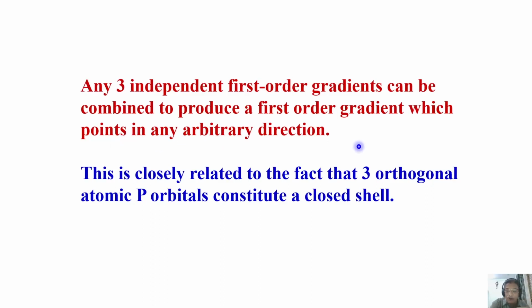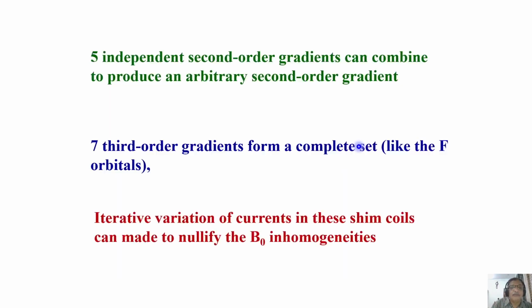That's how all 36 shim gradients have been designed. Similarly, five independent second order gradients can combine to give a second order gradient in an arbitrary direction. Third order can give an F-like orbital shape. Like this, you can have many things to talk about. So this is how you can tune the magnet.